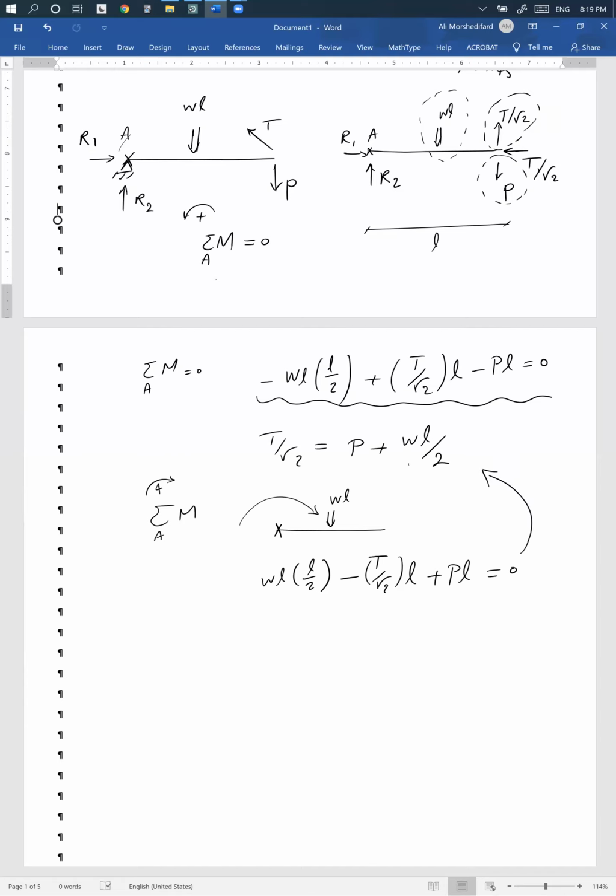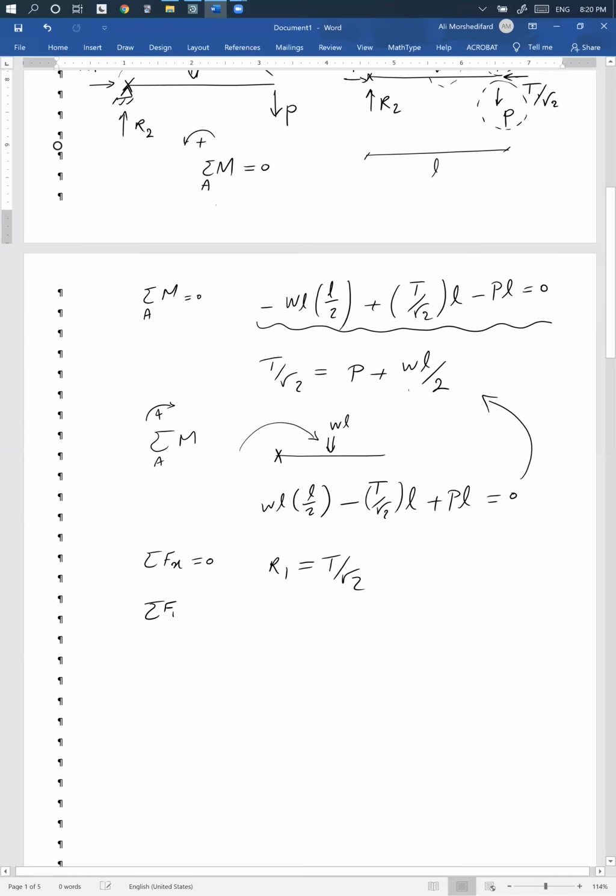So when you're writing the total equilibrium for a segment or for the total structure, it does not matter how you take your positive direction. That applies even to forces when you're writing sigma Fx and sigma Fy. Let's write sigma Fx equals 0. The forces in the x direction are R1 minus T over square root of 2. That's all I have in the x direction, so this should be 0. R1 is T over square root of 2.